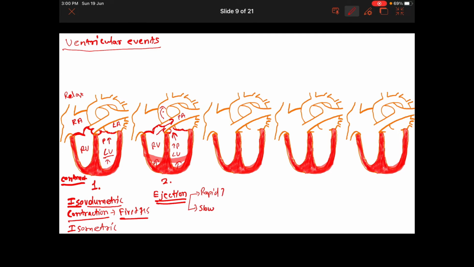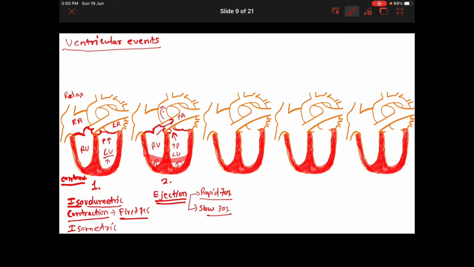The rapid ejection phase: 70% of the blood will be pushed through these walls into the aorta and pulmonary artery. In the slow ejection phase, the remaining 30% of the blood is poured out. So this is the second phase, the ejection phase.